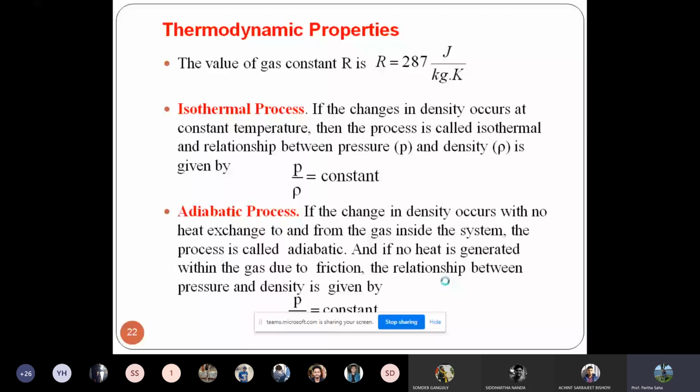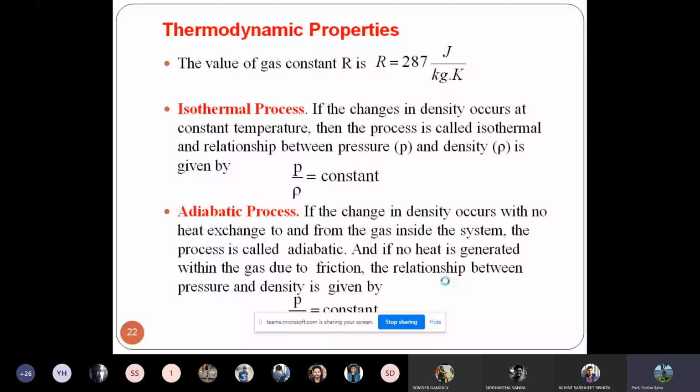So isothermal, as the name suggests, means any change in the density occurs at a certain constant temperature. You take it to a certain temperature, and then you measure the density. So the temperature is constant, but the pressure and density vary. Now comes the adiabatic process.